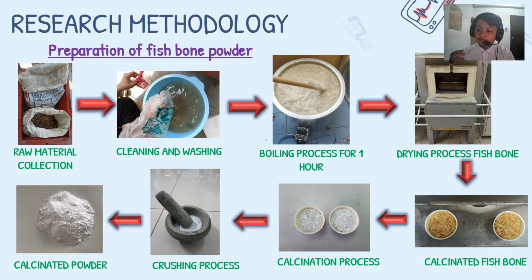After that, the drying process is set to 100 degrees Celsius for 24 hours to remove flesh, smell, and moisture. After that, place it in a medium size crucible. Then proceed with the calcination process, set to 700 degrees Celsius for 5 hours. After that, the calcinated fish bone is crushed with mortar and pestle. After that, we use a filter to get a calcinated powder.